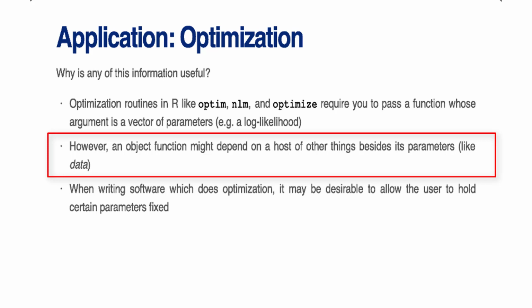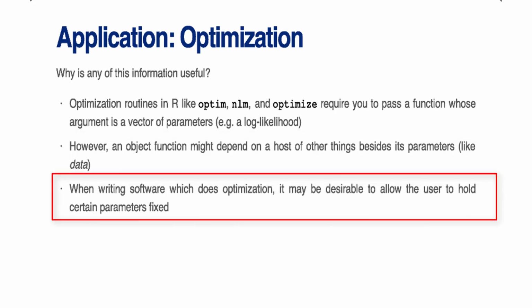But in statistics, this objective function that we are trying to minimize or maximize, like a log likelihood, is going to depend on other things besides just the parameters that you are optimizing over. In particular, it's going to depend on things like data. And the question is, how do you specify a function that depends on parameters and data and perhaps many other things in a clean, readable programming style that makes it easier for the user? Furthermore, when you are doing these kinds of optimizations, in many cases it's useful to hold certain parameters fixed, for example fix a parameter to a certain value, then optimize over the other parameters.